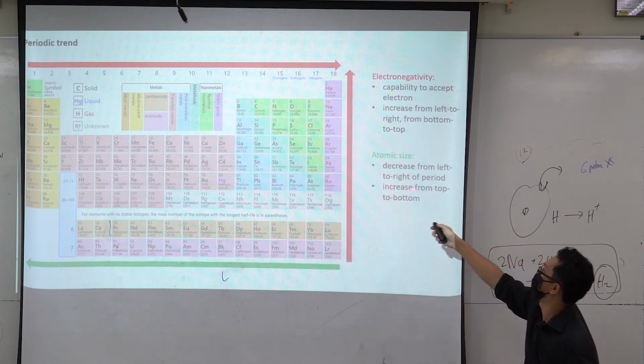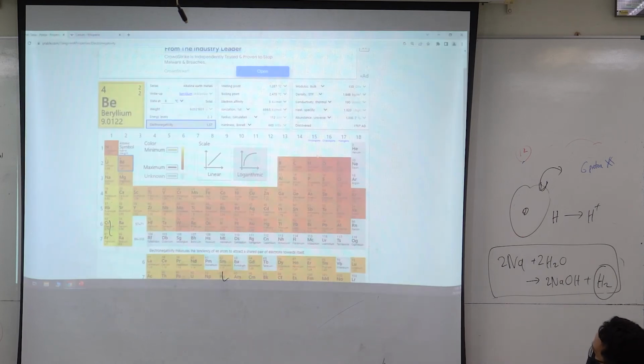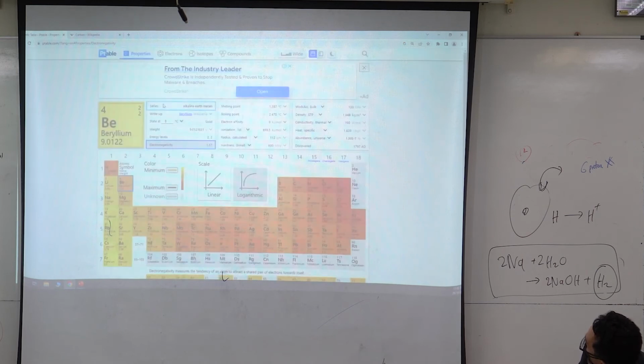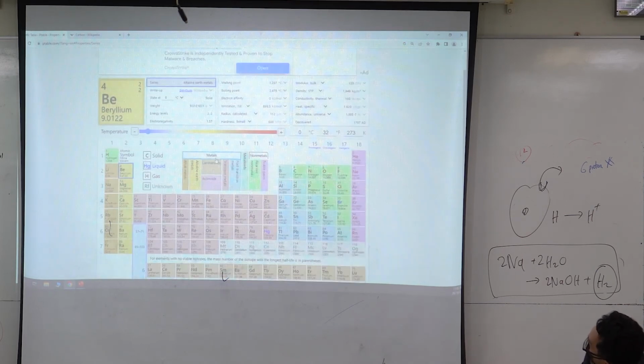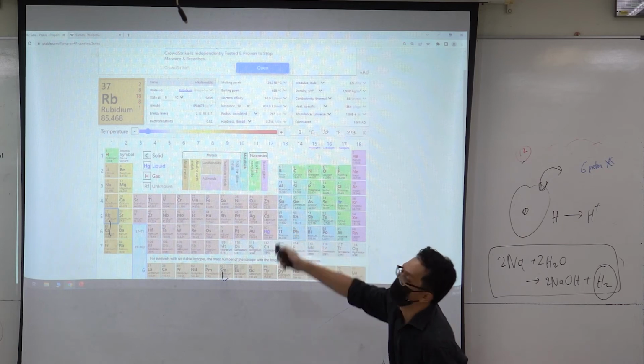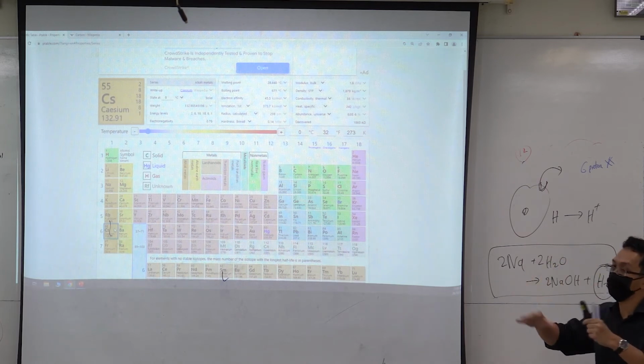This is common, because why it increases from top to bottom is, if I go to the properties, for example here, you can see the top one has 1 electron shell, and then it becomes bigger. It becomes more, you see there are 5 orbits: 1, 2, 3, 4, 5. So the further down you go, the more orbitals there are, so the bigger they are.